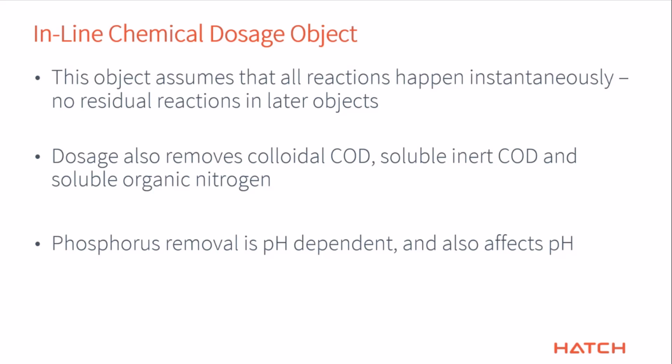And of course, because things like alum and ferric chloride are acids, phosphorus removal is going to affect the pH in and of itself, and it is also pH dependent. So we're forming a precipitate that also helps to remove that phosphorus, and the solubility of that precipitate is a function of pH. So the dosing of it affects its own efficiency in removing those things.